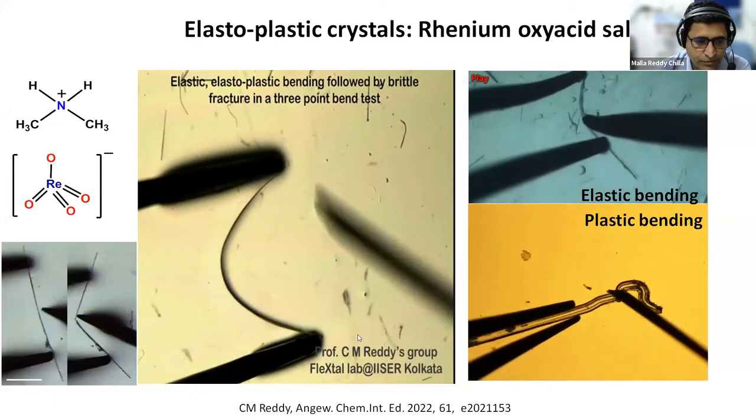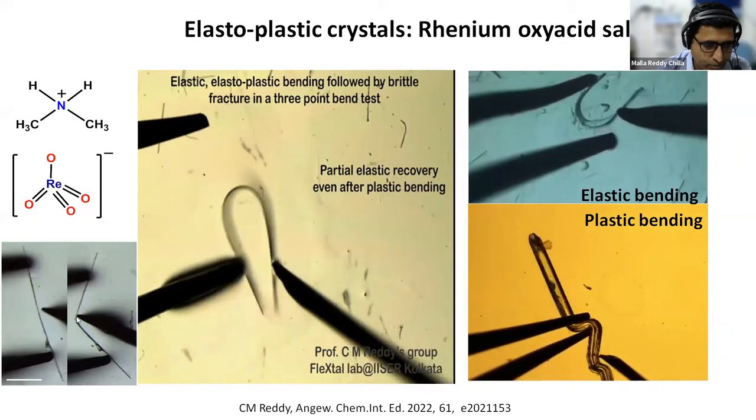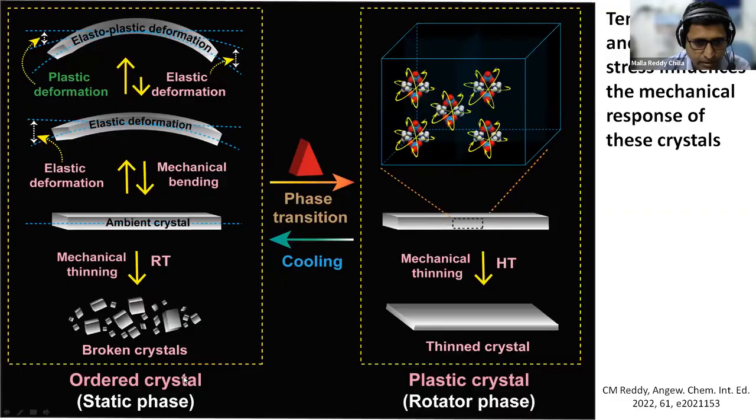Then when you press these long needle-type crystals locally, they also break, more like brittle crystals. So to summarize, these crystals at ambient temperature have static molecules. They don't have dynamically disordered molecules. When you bend them a little bit, initially they show elastic deformation. When you bend them further, they show both plastic deformation as well as elastic recovery. When you crush these crystals at room temperature, they break into small pieces, so they undergo brittle fracture.